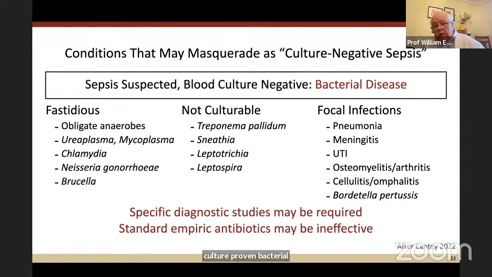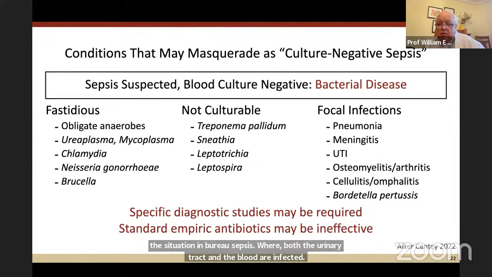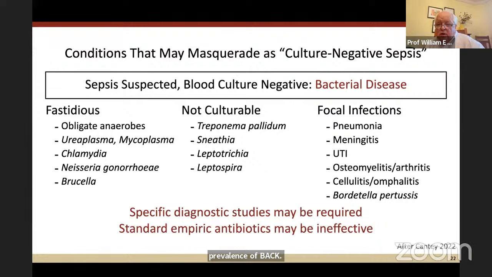Urinary tract infections are even less commonly associated with bacteremia, but we don't really know in the neonate whether the problem there is that we're overdiagnosing infection in the urinary tract or underdiagnosing bacteremia, or there's a low prevalence of bacteremia. Certainly the situation of urosepsis, where both the urinary tract and the blood are infected, is a real phenomenon. There's very little data on the prevalence of bacteremia with osteomyelitis or septic arthritis, cellulitis, omphalitis, and finally, Bordetella pertussis is not associated with bacteremia from which you can recover the organism.